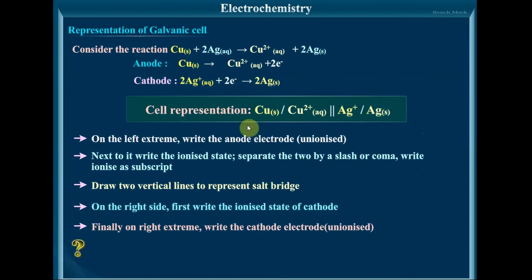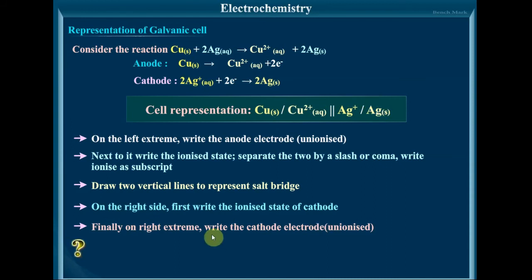So once again, the cell representation on the left side is the anode, and for the anode we first write the unionized form, that is copper, which is losing electrons to form Cu2+. So this is how we write it. If the concentration is given in the question, the concentration also has to be written. Then the two vertical lines which represent the salt bridge, and then the cathode part, the ionized form, putting a slash and Ag.